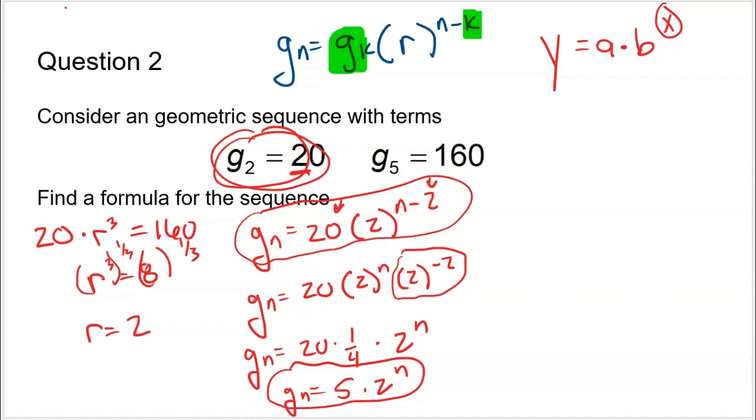Now, if you want me to show you another option here, another way you could do this one, you could also go back and say, okay, listen, I know geometric is exponential, and exponential is y equals a times b to the x. And what I can do is I can create two equations. When I plug in 2, I get 20. And when I plug in 5, I get 160.